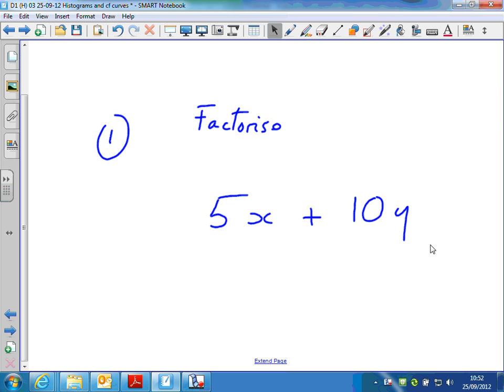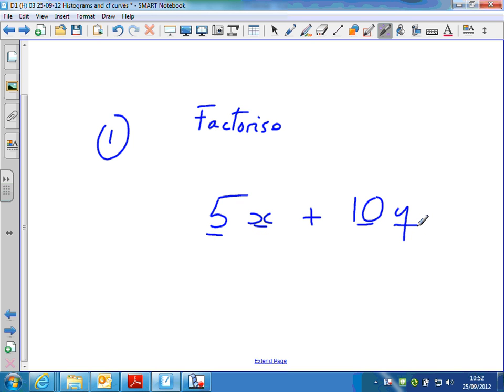Okay, so this drill then. First question, factorise 5x plus 10y. Factorise means look for common elements in the terms. So remember, these are terms, that's one term, that's another term. So there's two terms in this expression. That's an element, so 5 and x are elements, 10 and y are elements.